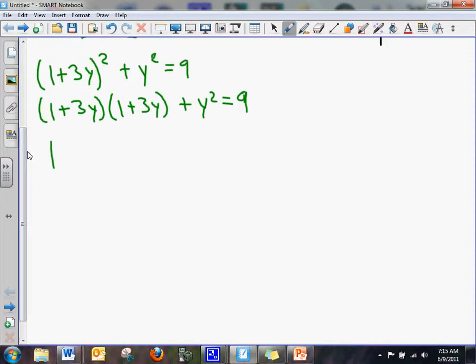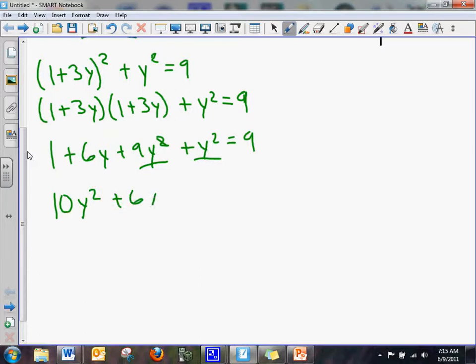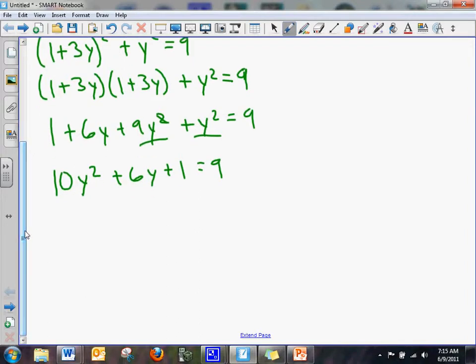First term is 1 times 1. Second term is 3y times 1. And then 3y times 1, combine those to be 6y. The last terms, 3y times 3y, 9y squared. And it's FOILed. Now we've got to combine the y squareds, and I like writing the y squared term first. 9y squared plus 1y squared makes 10y squared, plus 6y, plus 1 equals 9. Last step, let's make it equal to 0. Subtract 9. There we go.